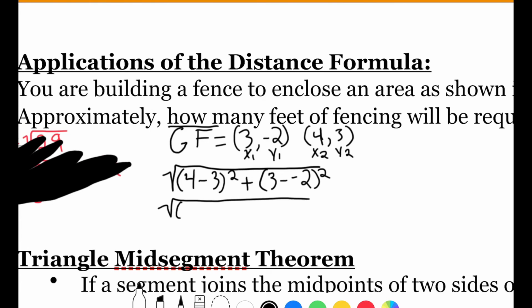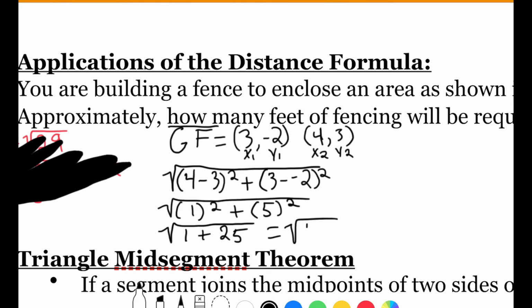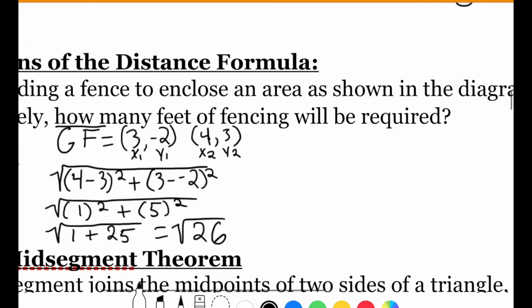Keep going. I've got 4 minus 3, which gives me 1 squared, plus 3 minus -2. So same thing as 3 plus 2 gives me 5 squared. Then I have 1 squared, which is 1, 5 squared, which is 25. So I have the square root of 26. So similar to the last one, I don't think we can simplify the square root. Let's see if we can.